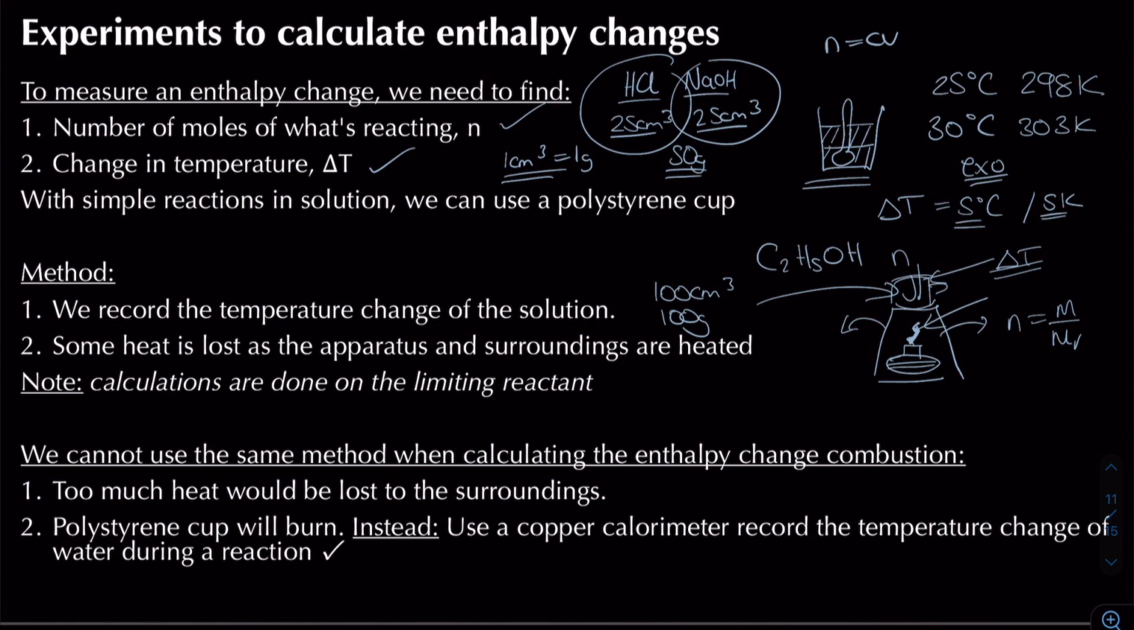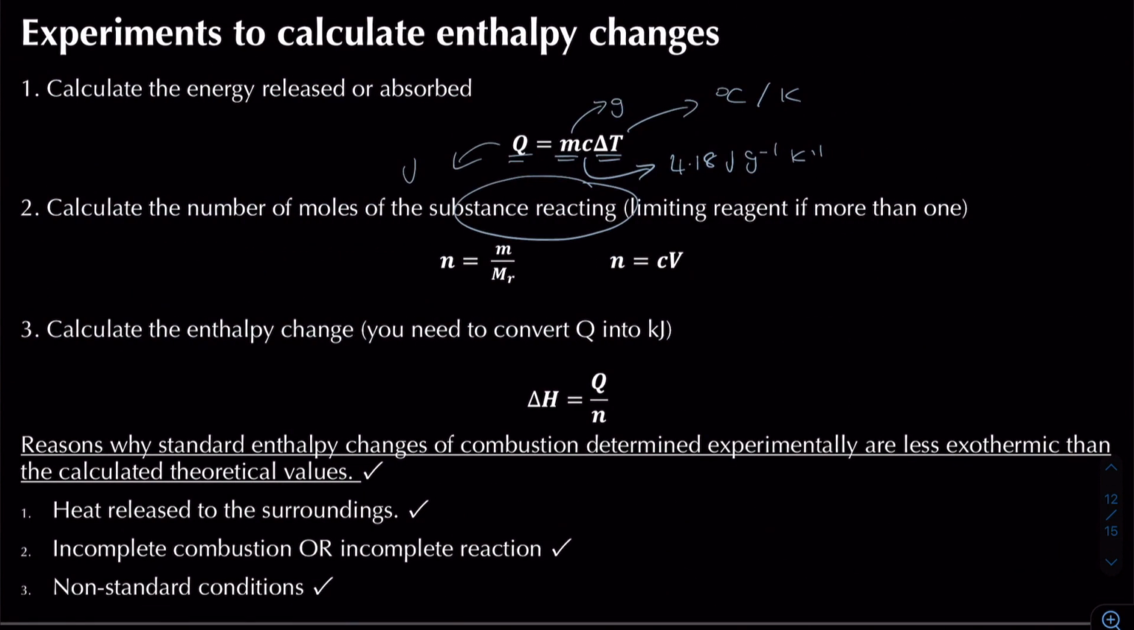But what if we're actually dealing with this experiment over here, where we're using the spirit burner? Well, we won't actually work out the number of moles using the same equation, n equals c times v, but instead what we would do is find the number of moles by taking the mass of our alcohol itself and then dividing by the Mr of the alcohol or whatever organic compound that you're dealing with.